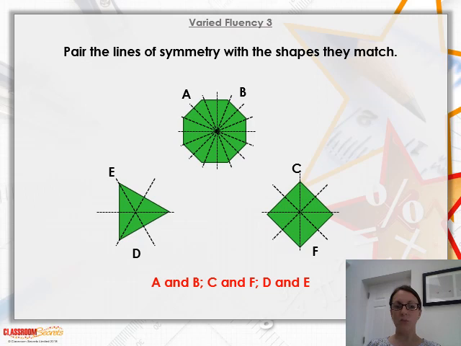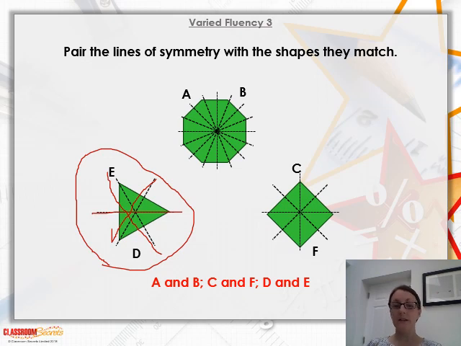So I've just put them over here. E and D go together. 3 lines of symmetry. 1, 2, 3, sorry, not exactly.